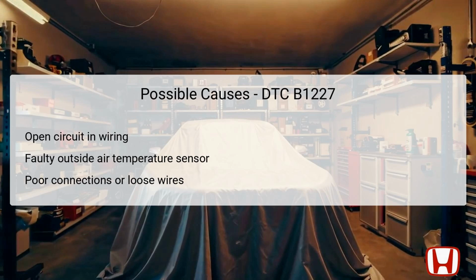Additionally, poor connections or loose wiring can result in intermittent failures, causing signals to be lost between the sensor and the control unit. Identifying these underlying causes is essential to restore proper function to the climate system and to ensure accurate temperature readings are transmitted to the vehicle's computer system.